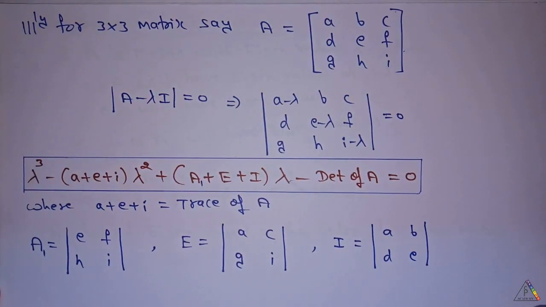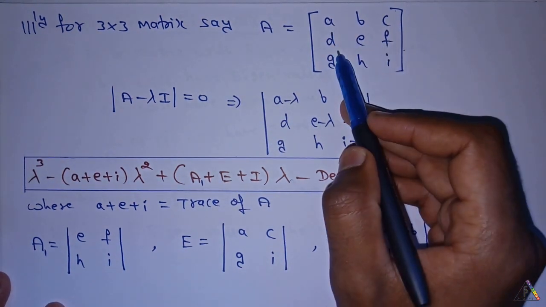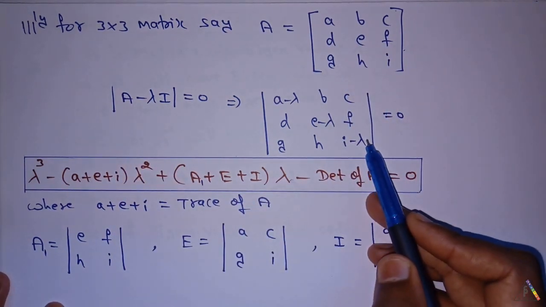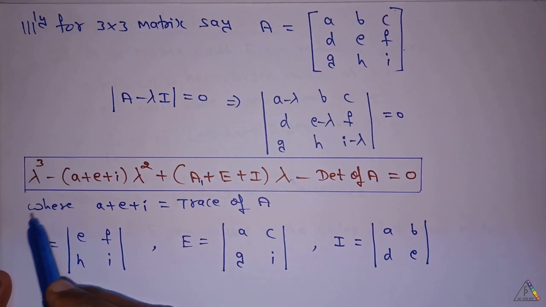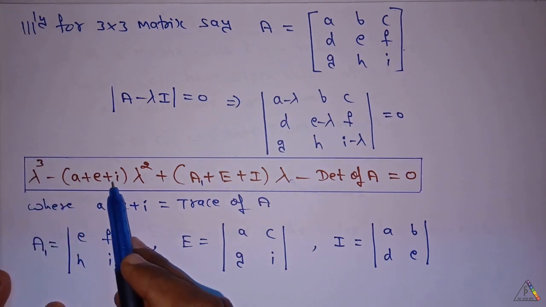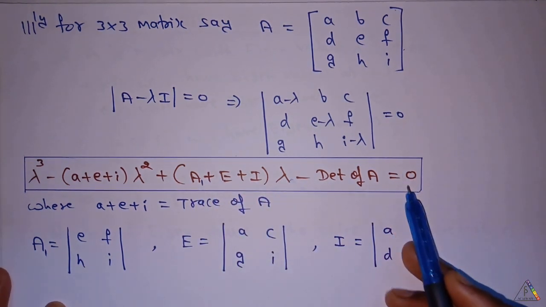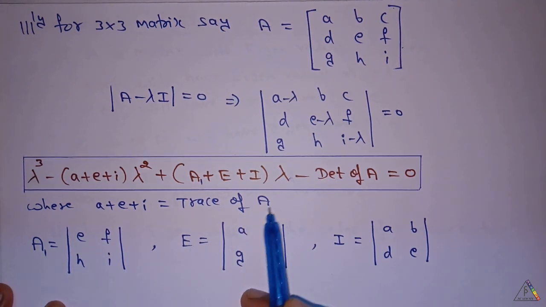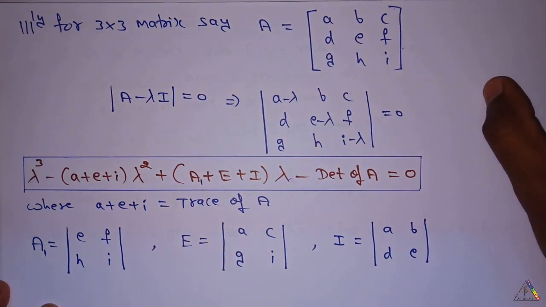Similarly, for a 3 cross 3 matrix, the components are A, B, C, D, E, F, G, H, I. For this matrix, the characteristic equation is this, and by finding the determinant of this and simplifying, we get the eigenvalue equation as lambda cube minus (A plus E plus I) lambda square plus (A1 plus E1 plus I1) into lambda minus determinant of A equals 0, where this A plus E plus I represents the trace of the matrix A, and this capital A1, E1 and I1 represent the cofactors of this matrix A.